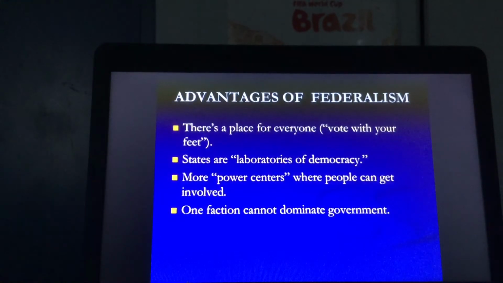More power centers where people can get involved. If you want to be involved in government, you can do that at the national level or the state level or the city local level. And then lastly, one faction cannot dominate government.